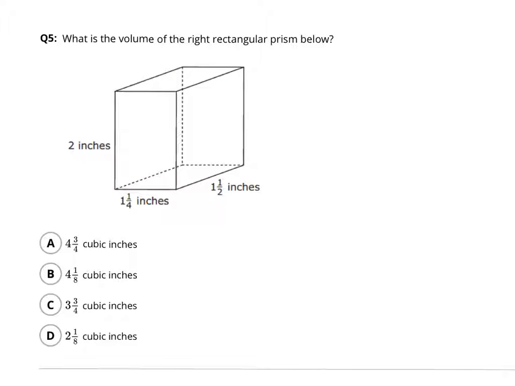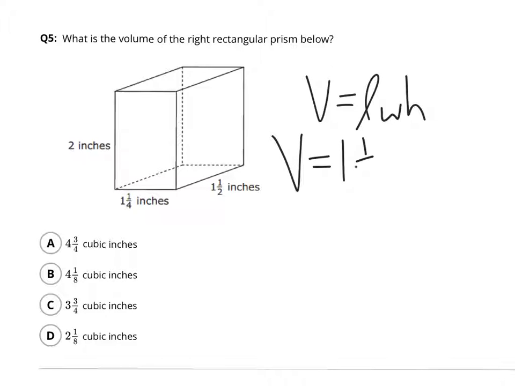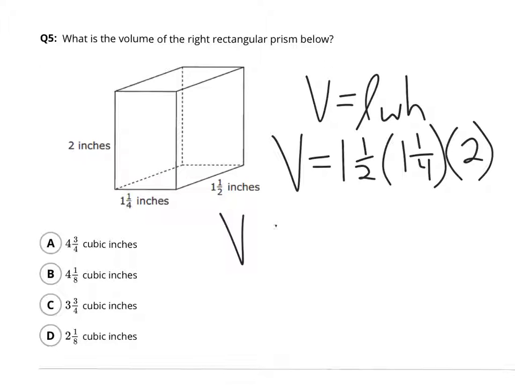Question 5, they want us to find the volume of the right rectangular prism. So volume, we had a formula which was on your reference sheet, is length times width times height. So you might say our length is 1.5, our width is 1 1/4, and the height is 2. We're going to multiply these.